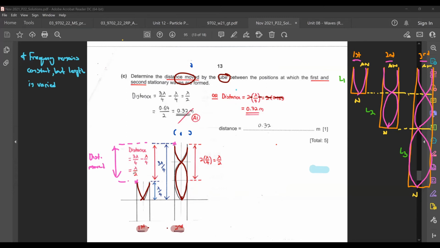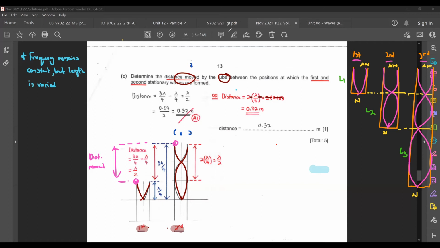Okay, they just say distance moved by the tube, right? So you pick some sort of reference point, you make sure you use the same reference point. If I pick the top end of the tube, the distance that has been moved by the top end of the tube is actually the distance moved by the tube itself. Okay, so I want to find this distance moved. All right, so how do I go about doing that? If you try to draw your tubes to scale, this one you can see is something like this.